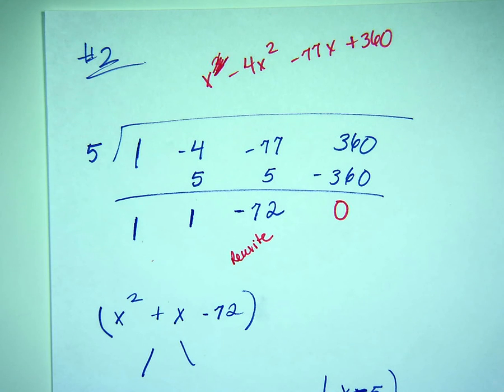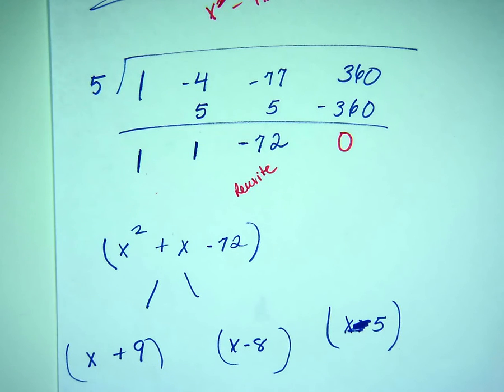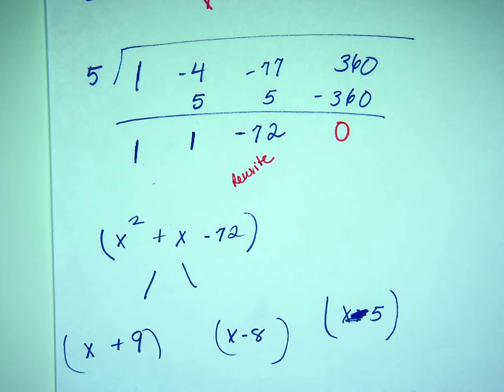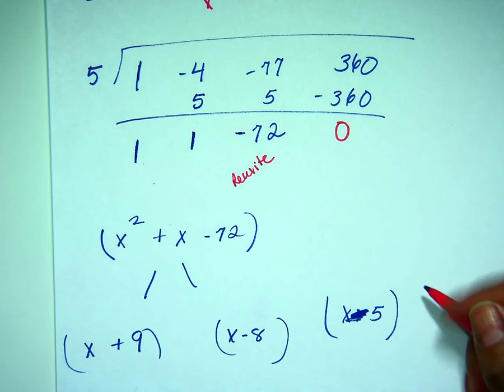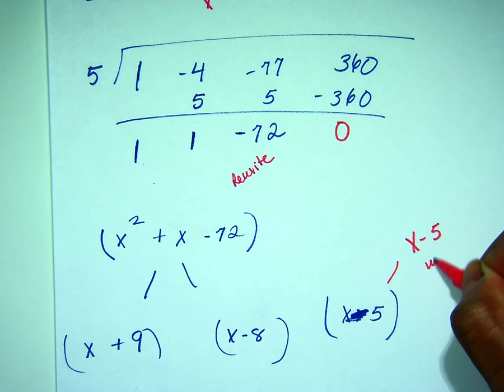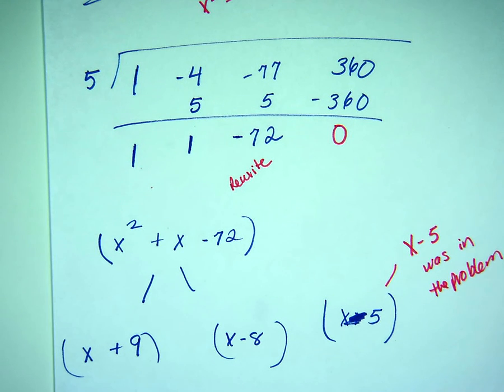Factor that trinomial into a binomial. Okay. So remember, this part right here, you don't know where we got it from. Well, actually you do. That was from the actual problem, x minus 5. So I'll put that out there. But now we have to figure out where in the world I got the 9 and the 8 from. So let me show you.